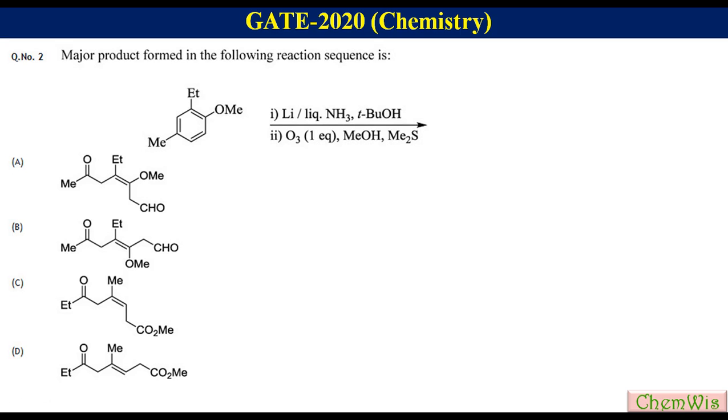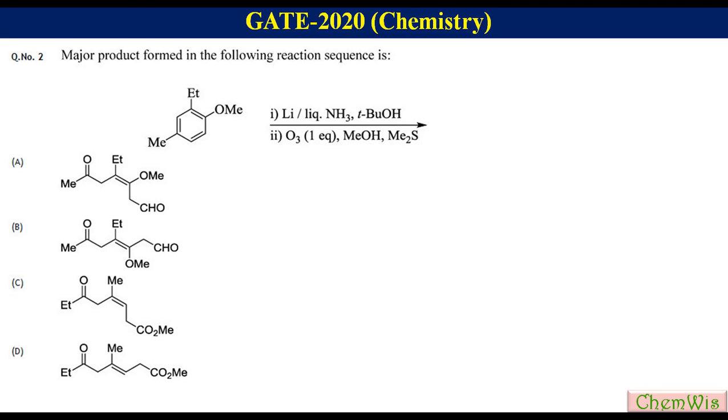Question number 2. In this, we need to find the structure of the product obtained after the given reaction sequence. In this transformation, there are two steps. Step 1 is the Birch reduction, and step 2 is ozonolysis of the alkene.